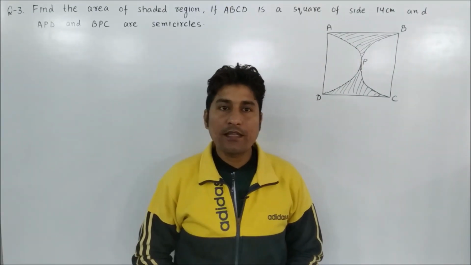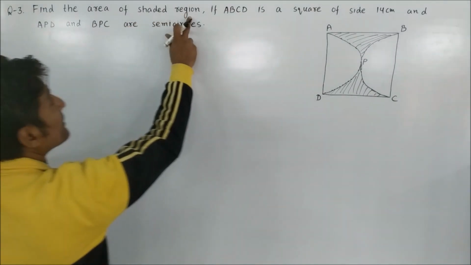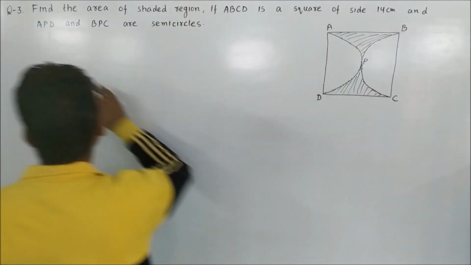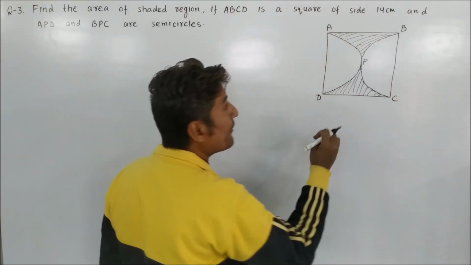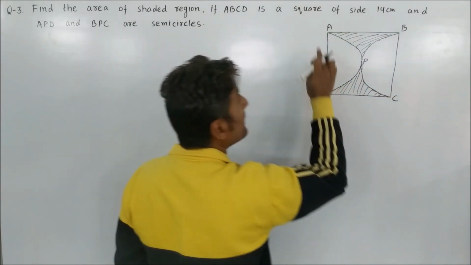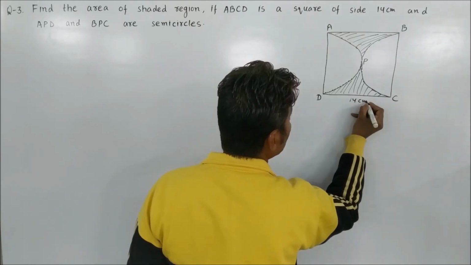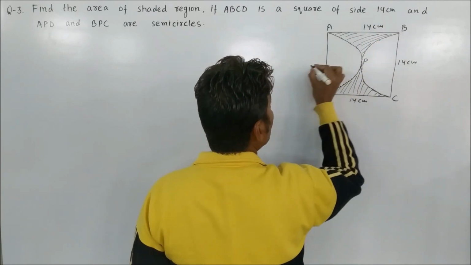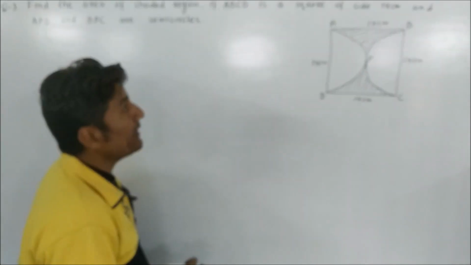Exercise 12.3. Let us have question number 3 of the same exercise. Find the area of shaded region if ABCD is a square of side 14 cm and APD and BPC are semicircles. So here in this figure we have to find the area of shaded region, where it is already given ABCD is a square of side 14 cm. Measurement of this side is given 14 cm. Measurement of this side is also 14 cm. 14 cm, 14 cm. Since it is the square, hence the measurement of all the four sides will be equal.